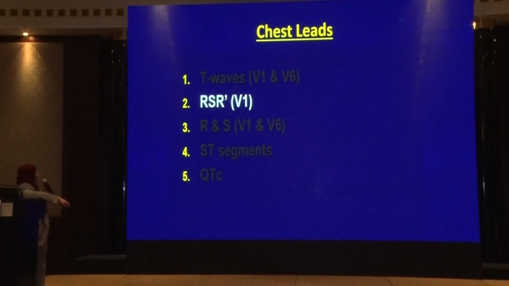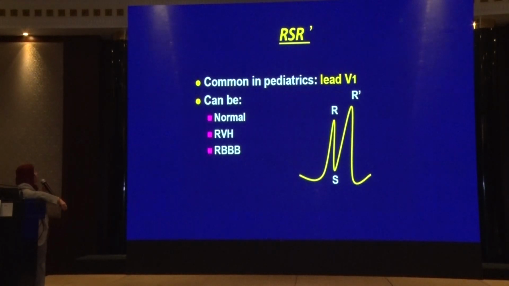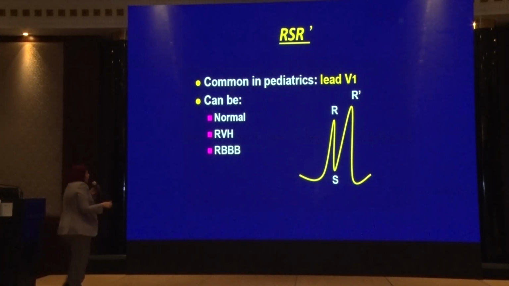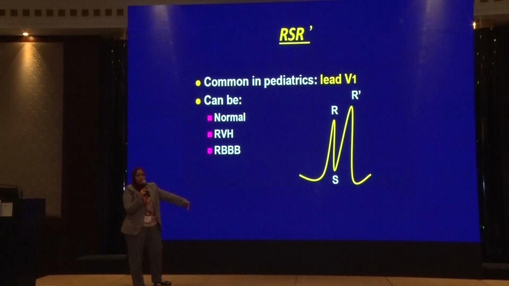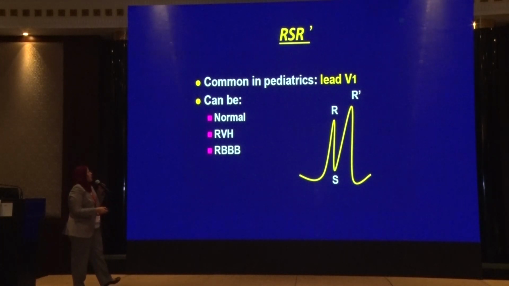Okay, then the RSR dash. Usually we look for this pattern in V1 or V2, but mostly in V1, okay? When we have this, usually we are used to having Q, then R, then S. This is a different shape. Usually we call the first negative deflection Q, the first positive deflection R, and the second negative deflection S. So this patient, does he have a first negative? No, he has R, and this is the first negative deflection, so it's S. Then we have a second new positive deflection that should not be there. So this is what we call R dash.